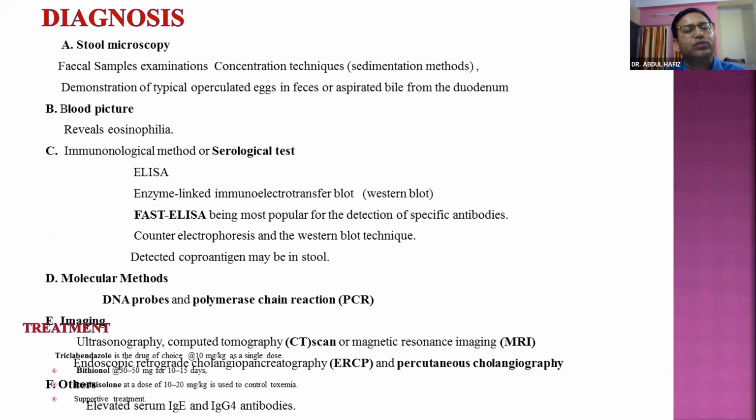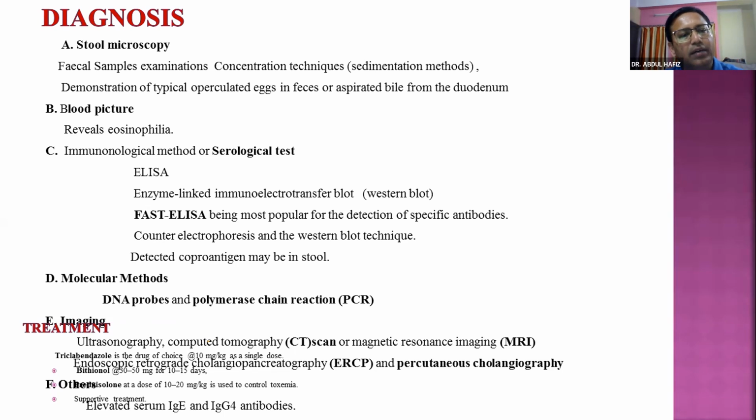Diagnosis: we can diagnose through stool microscopy and concentration techniques, that means sedimentation techniques. We can easily diagnose. The fasciola eggs are found in a lightly yellowish color, and paramphistomum and fasciola eggs are the same shape, but fasciola eggs are a slightly straw color. That means yellowish pigmentation due to the bile ducts.